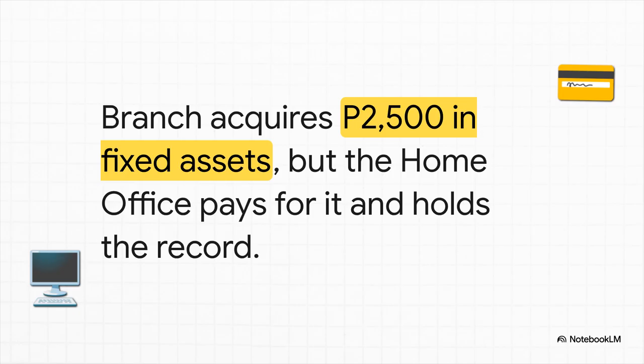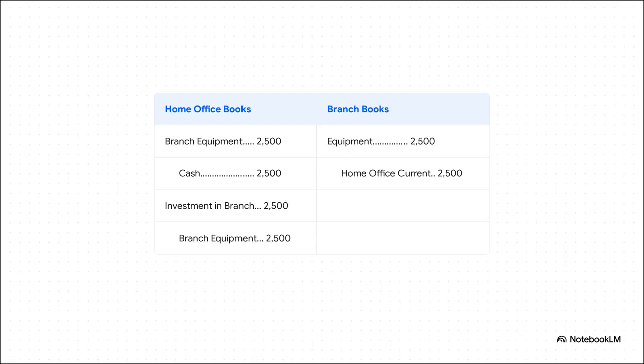So how does our mirror handle this? Okay, let's break this down. Don't let the extra entry on the home office side fool you. First, the home office just records the purchase itself. That's the debit to branch fixed asset and credit to cash.